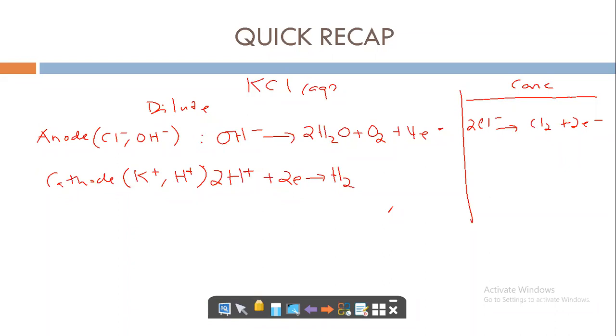And if the question changes to asking about the product, for dilute, what is the major product at the anode? Oxygen. Correct. And the product at the cathode for dilute? Hydrogen gas. What is the product at the cathode for concentrated KCl? Hydrogen gas. Concentrated KCl at the cathode will still be hydrogen gas, and for the anode it will be chlorine.